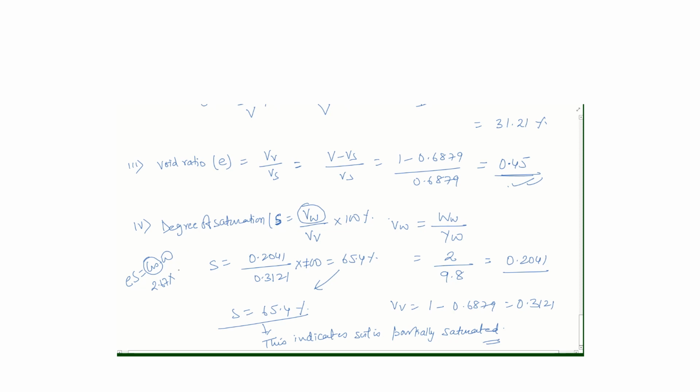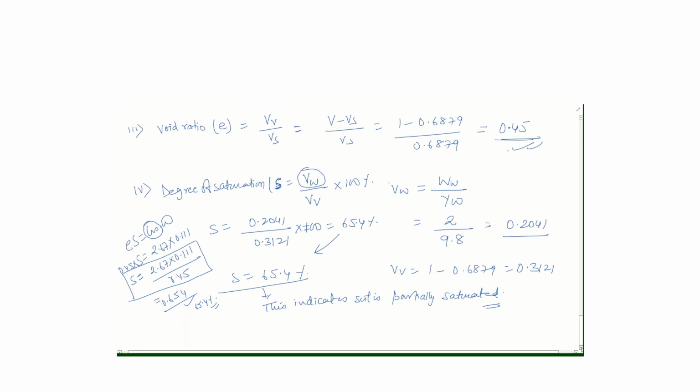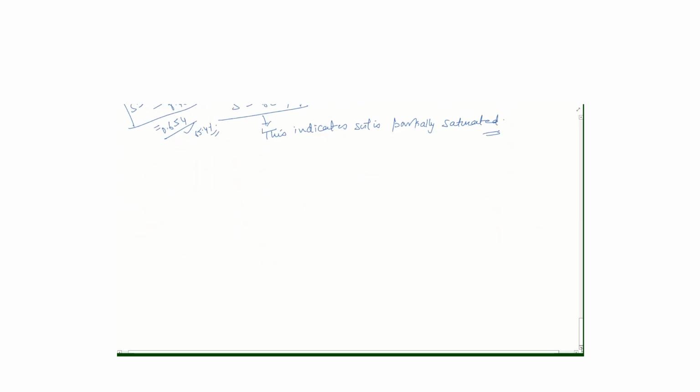So water content is 0.111, and e I have calculated as 0.45. Here we can directly find the value of S. So the question can be solved in different ways depending upon what formula you know. I can also calculate this degree of saturation from this equation, and this again comes out to be 0.654, and in percentage it is 65.4%. So the question can be solved in different ways, depending upon what you have remembered and what concept just clicked at that time.